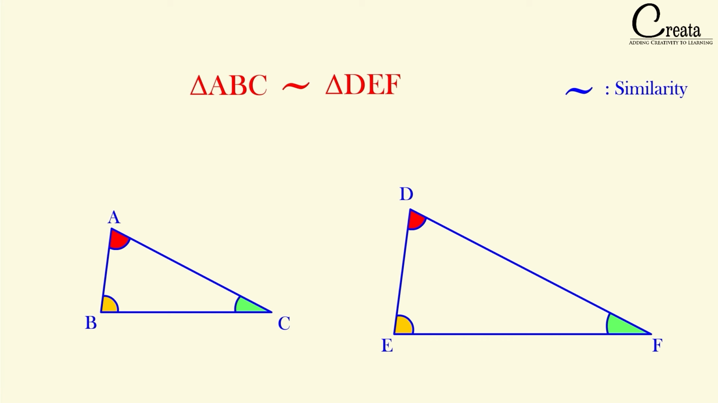Here A should match with D, B should match with E, and C should match with F. Then only you will be able to write the sequence of the vertices of the triangle in order. So this is one of the important concepts that students generally miss out.